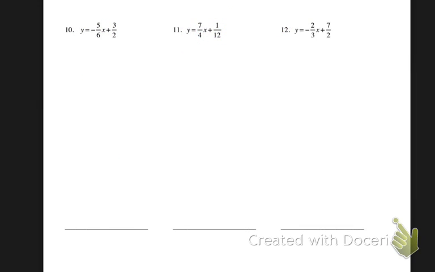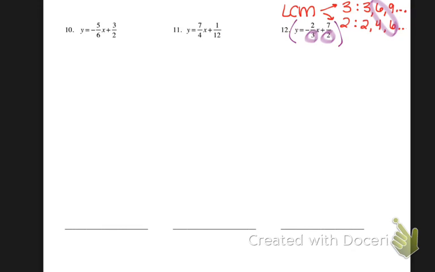And the last example is number 12. So our two fractions have different denominators, a 3 and a 2, and we need to find the least common multiple. So for the number 3, 3 times 1 is 3, 3 times 2 is 6, 3 times 3 is 9, etc. For 2, 2 times 1 is 2, 2 times 2 is 4, 2 times 3 is 6. I'm going to stop because I noticed there's a number they have in common. So the least common multiple is 6.